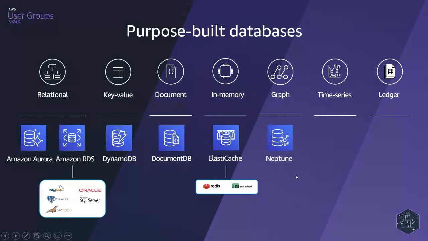Under graph database, you have AWS Neptune. Under time series database, you have AWS or Amazon Timestream. And under the ledger database, you have the AWS Quantum database. So we'll look at in depth today under the RDS section.